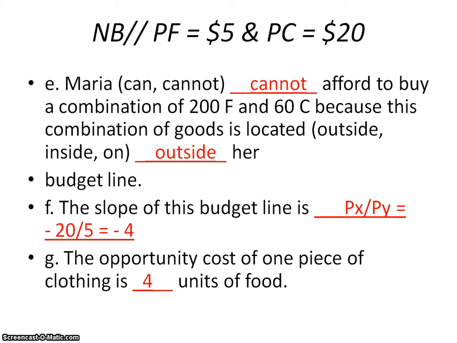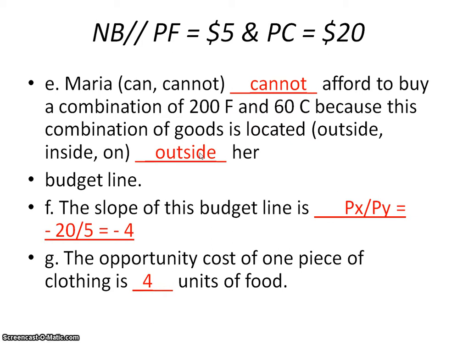Moving on, we asked a question to fill in the blank. Maria cannot afford to buy a combination of 200 units of food and 60 units of clothing, because this combination of goods is located outside or inside her budget line. Well, the answer I've placed is cannot and outside, but how did we get this answer? Why are we sure that Maria cannot afford to buy the combination and that it lies outside of her budget line? Well, the answer is simple.